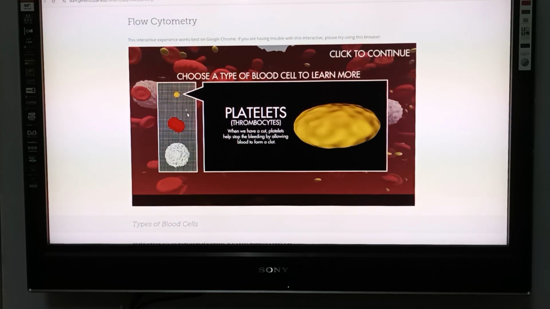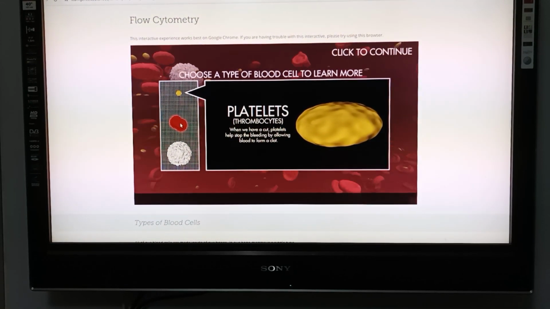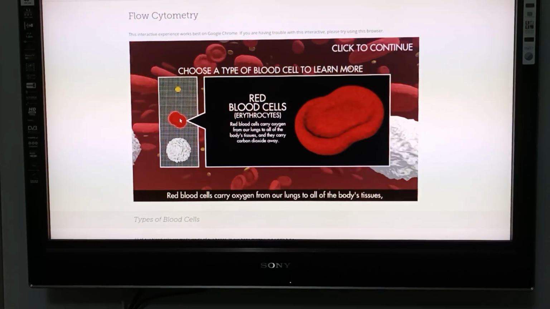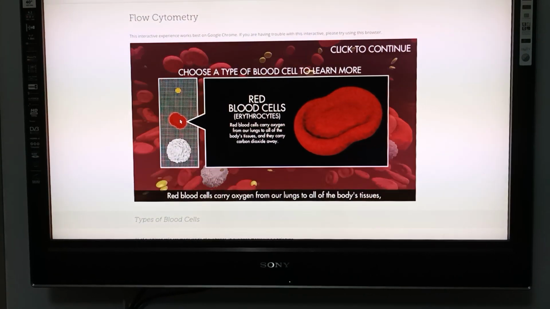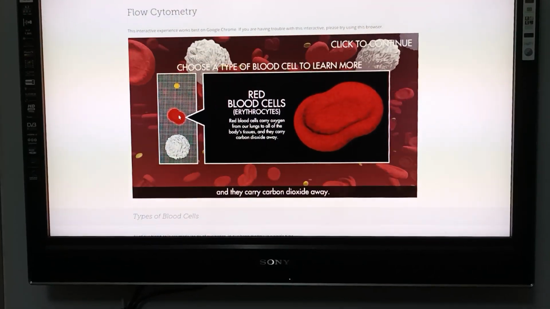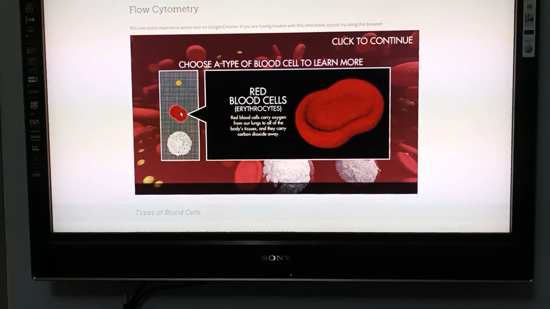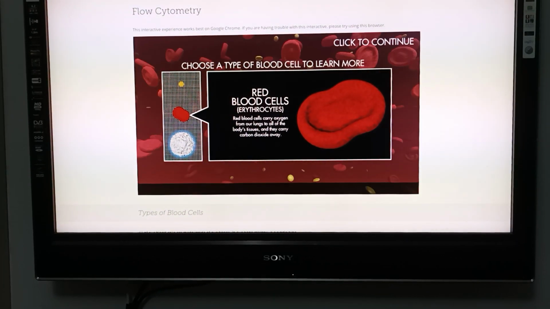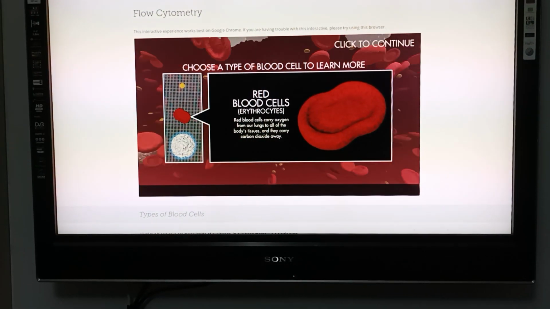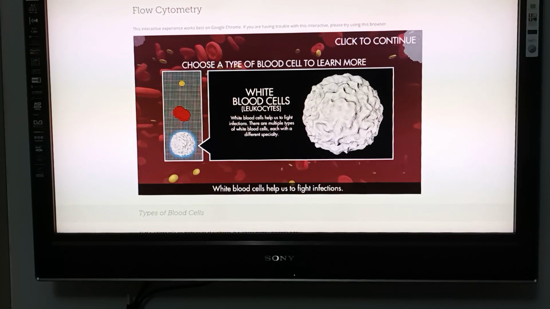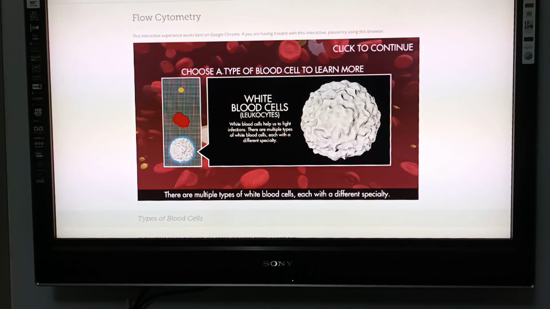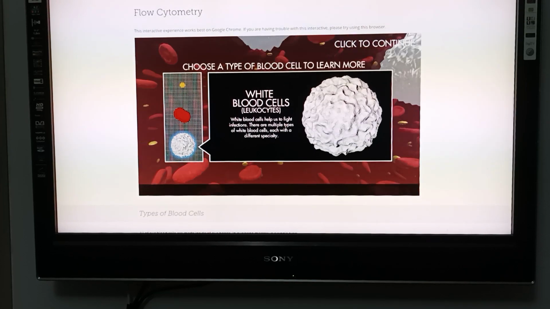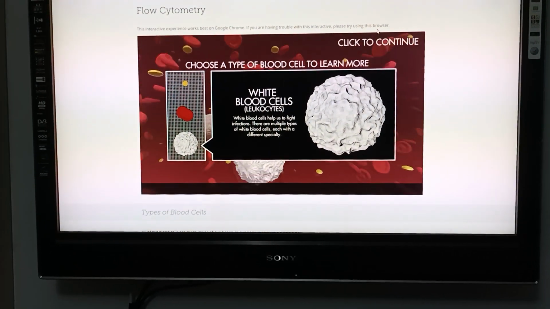Now we're going to choose the red blood cell. Red blood cells carry oxygen from our lungs to all of the body's tissues, and they carry carbon dioxide away. And last, we're going to click on the white blood cell. White blood cells help us to fight infections. There are multiple types of white blood cells, each with a different specialty. And now we're going to continue.